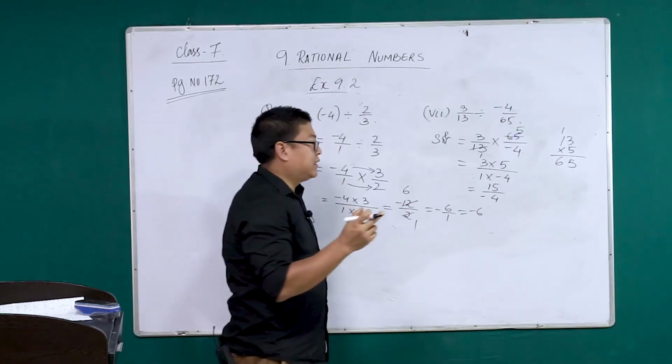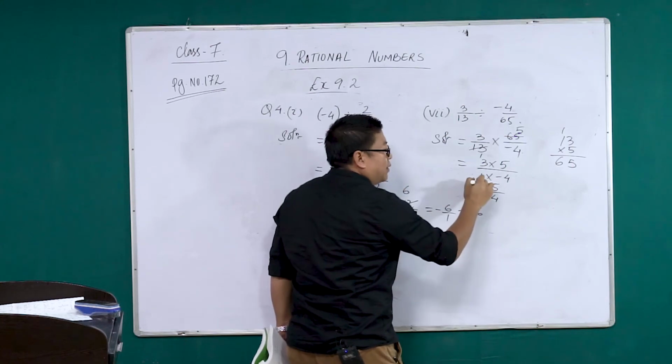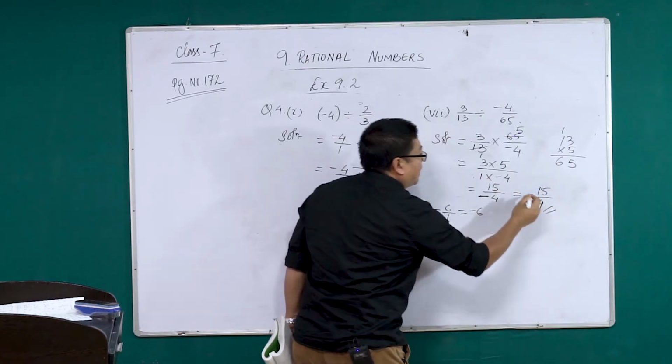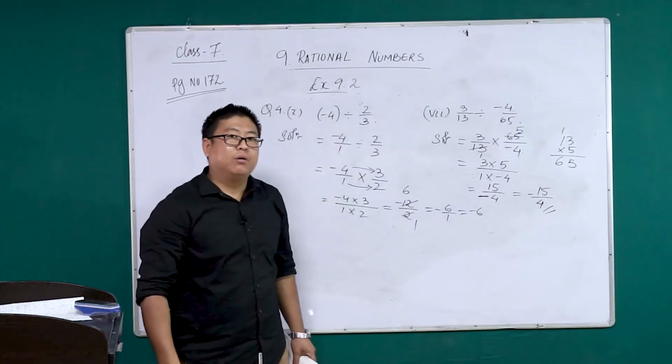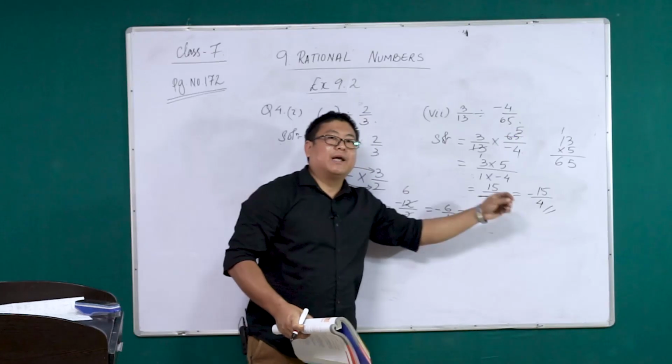Now, please do not get confused. The minus may be below, the minus may be on top. It is all the same. We can still write minus 15 by 4. Okay? 15 by minus 4 and minus 15 by 4, they are all the same.